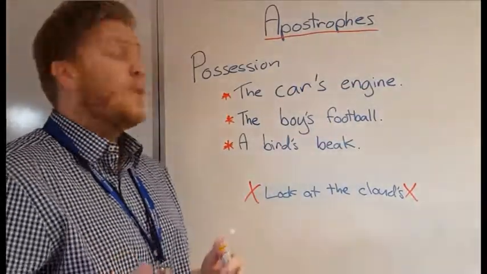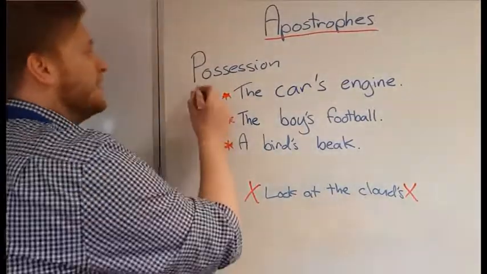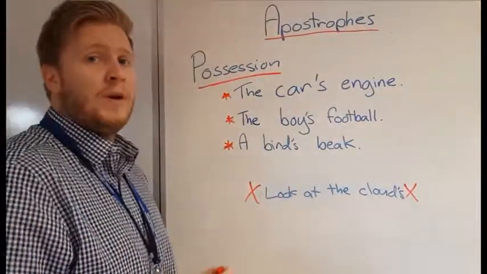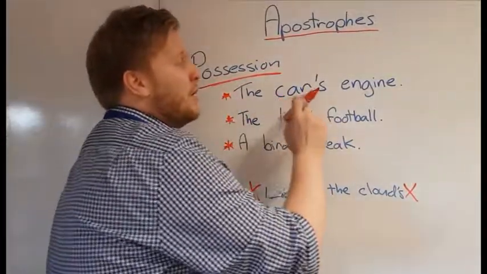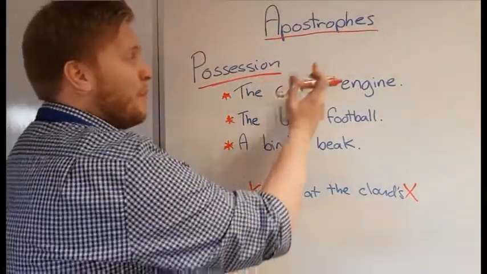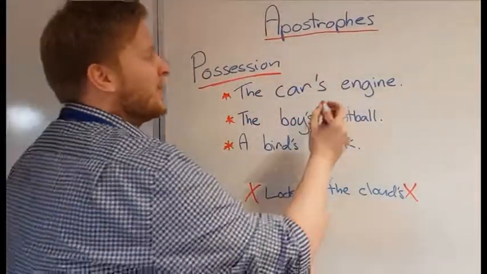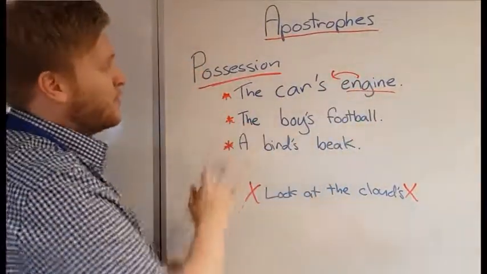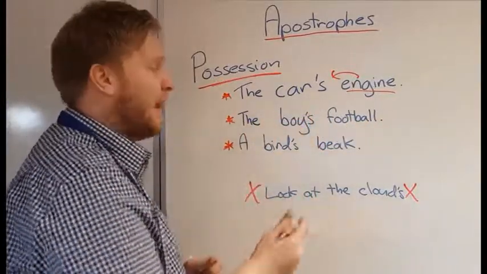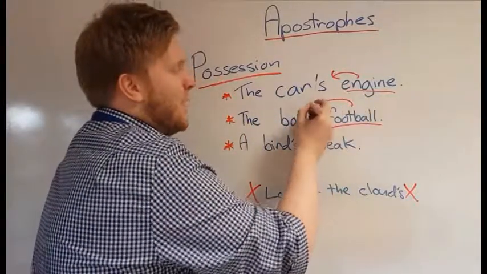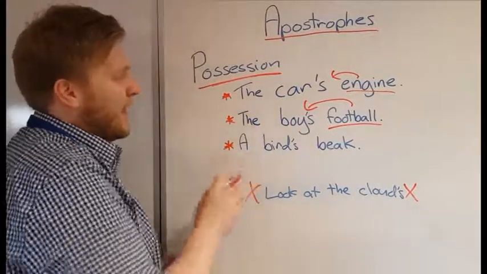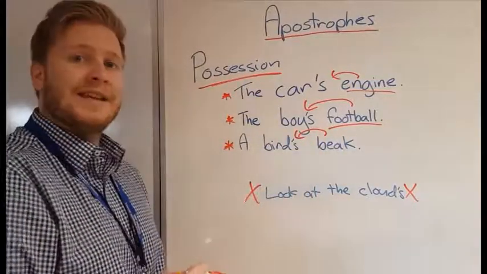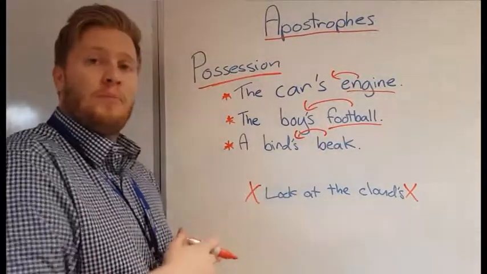Right, so let's look at when we use apostrophes for possession. We say that something belongs to someone. So we've got three examples here of the correct way to use an apostrophe. We have the car's engine, okay? We have an apostrophe and S on there because we are saying that the engine belongs to the car. This one down here, the boys' football, we have an apostrophe because the football belongs to the boy. And then the last one here, we've got a bird's beak. We've got the apostrophe and S because we say that the beak belongs to the bird, okay?